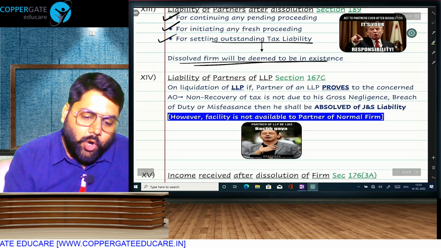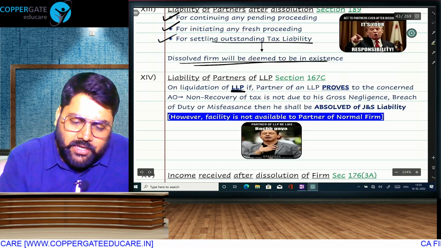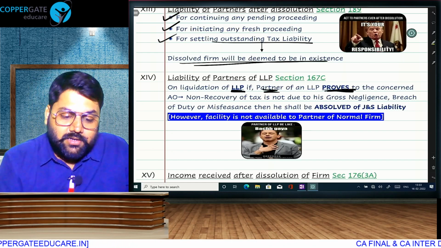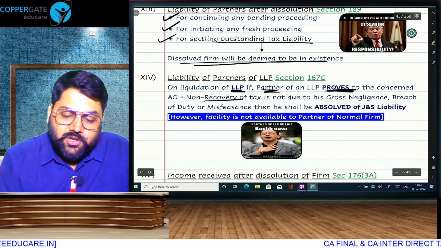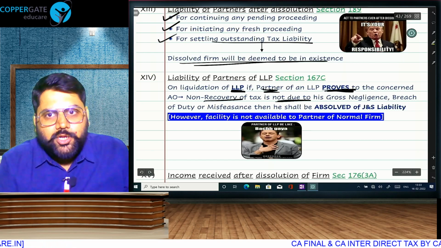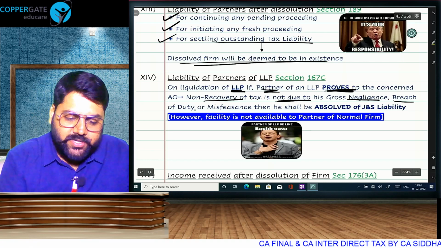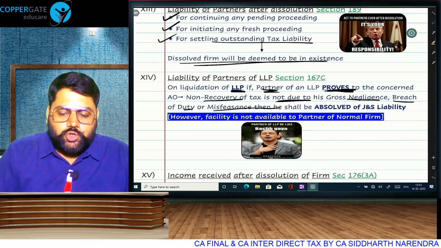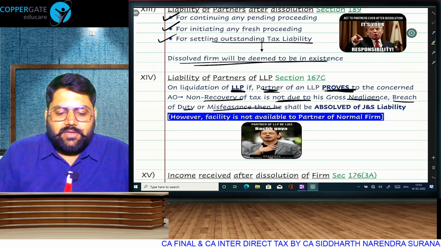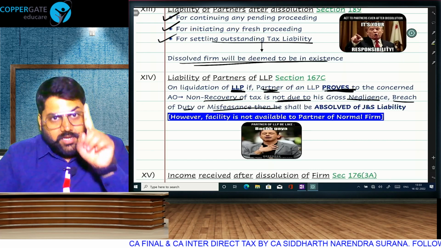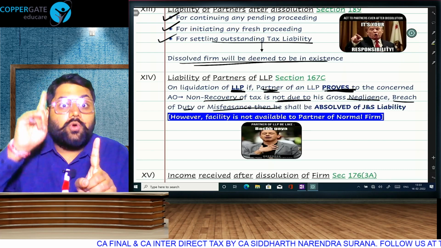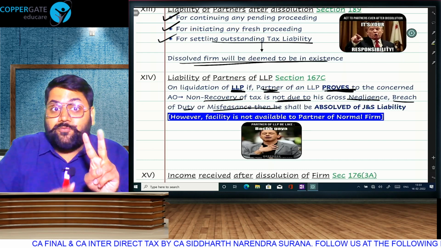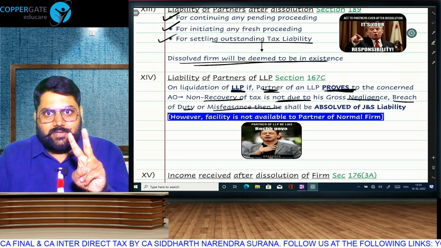And thus, on liquidation of LLP, if the partner proves that the non-recovery of tax is not attributable to his negligence, his breach of duty, or his misconduct, then he will be absolved of joint and several liability. So, first question, is there joint and several liability in LLP also? Yes. But you get immunity only if you prove. If you are not able to prove, there is joint and several liability.